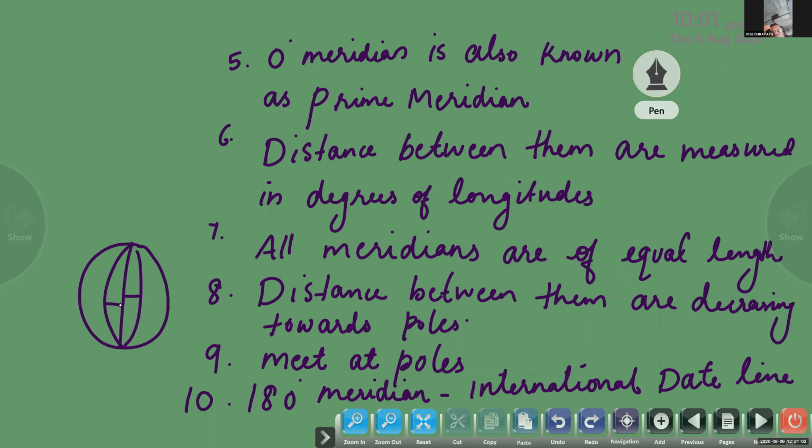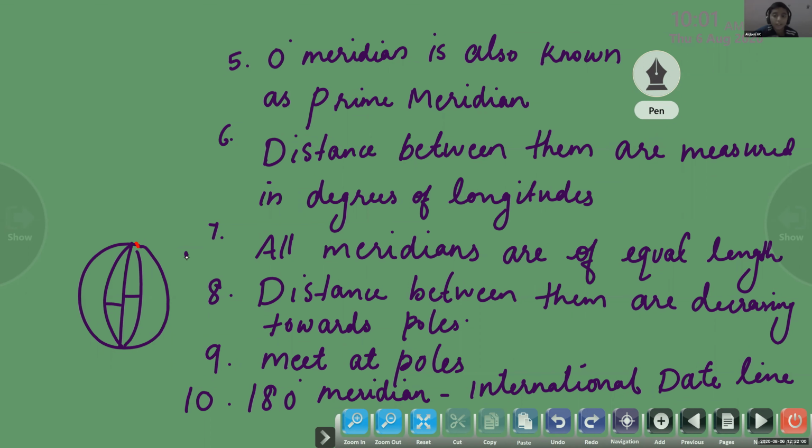Then, all meridians are of equal length. Not like latitudes. The length of latitudes is not the same; the length of longitudes is the same. What about latitudes? Latitudes decrease in length when they go towards the poles. Very good. The meridians meet at the poles.